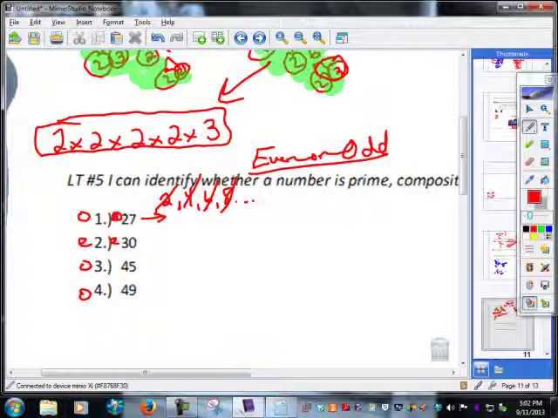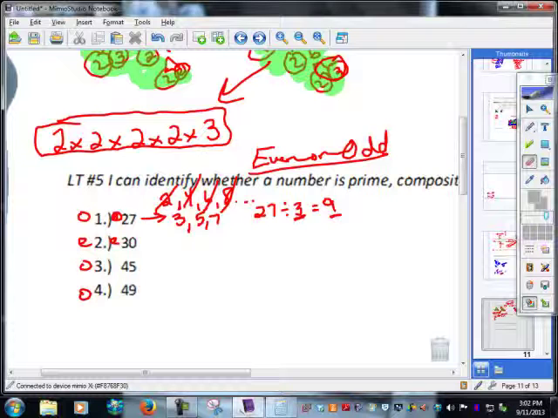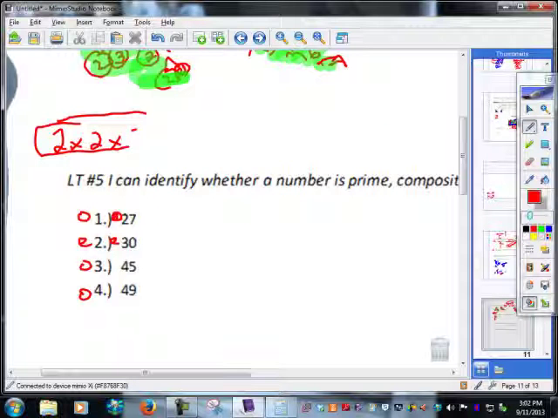So now we just need to check 3 numbers. We need to check the number 3. We need to check 5. We need to check 7. Again, when I say check, what I mean is do 27 divided by 3. Okay? And you'll be able to use your calculator, and you're going to get 9. That tells you that 27 also has factors of 3 and 9. So therefore, 27 is composite.